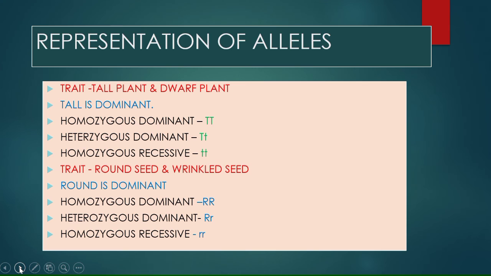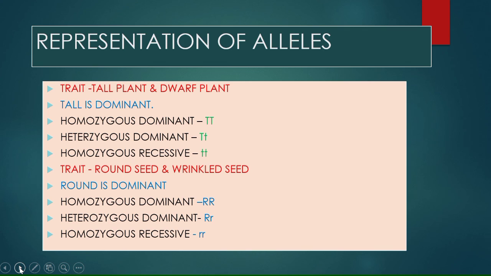Representation of alleles. The dominant trait is usually represented by a capital letter. For example, tallness is represented by capital T and dwarfness is represented by the corresponding small letter t. If tallness is due to a pair of dominant alleles, it is written as capital T capital T, that is homozygous dominant. If tallness is due to only one dominant allele, it is written as capital T small t, that is heterozygous dominant. If both alleles are recessive, making the organism dwarf, then it is written as small t small t, that is homozygous recessive.